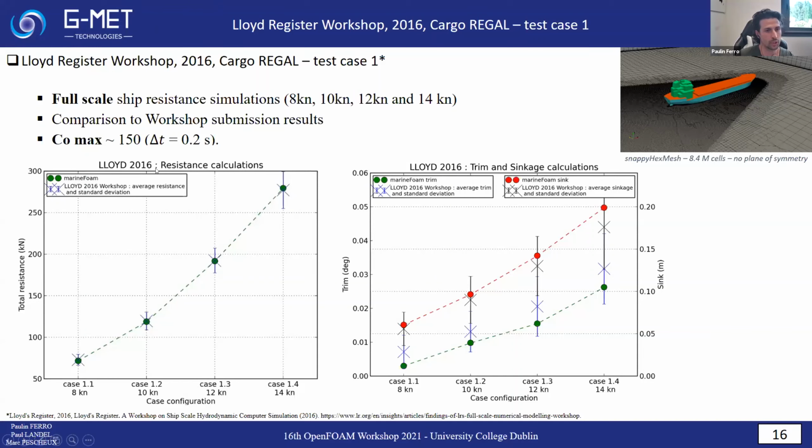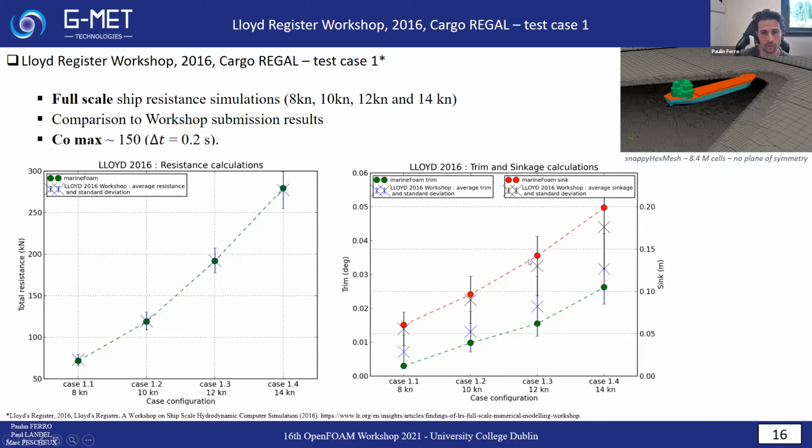We are running the simulation at a Courant max of 150. This is a 0.2 second time step. This is the largest time step of all contributions to the workshop. And as you can see, we have very excellent results and agreement with the overall average of the workshop simulations. For trim and sinkage calculations, this is also the case.